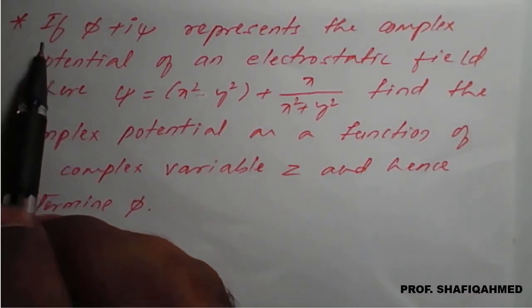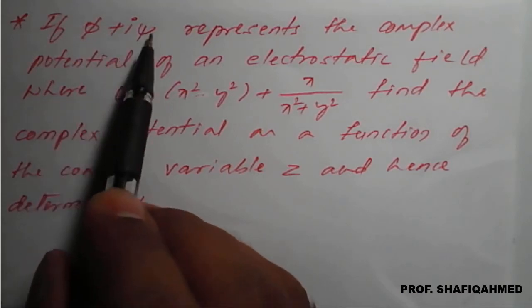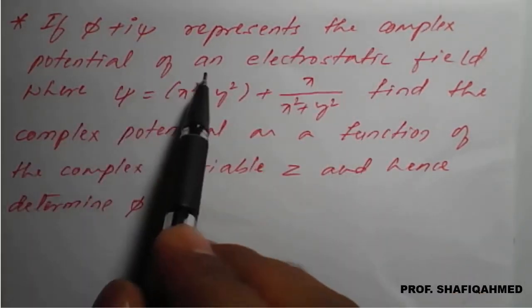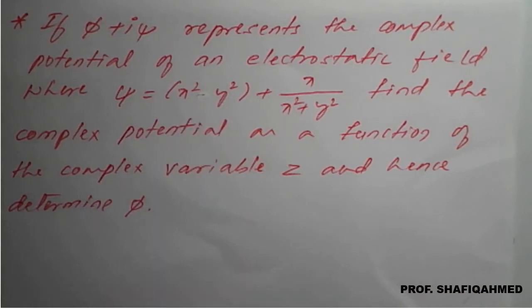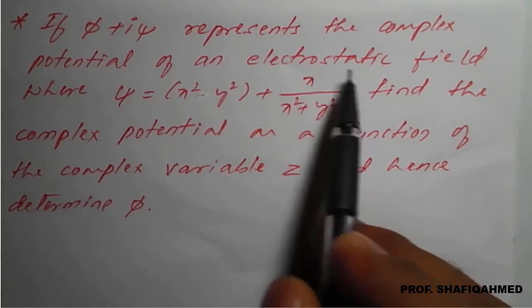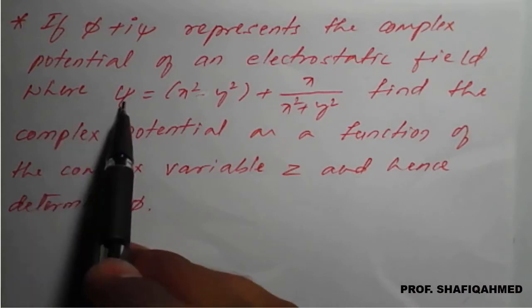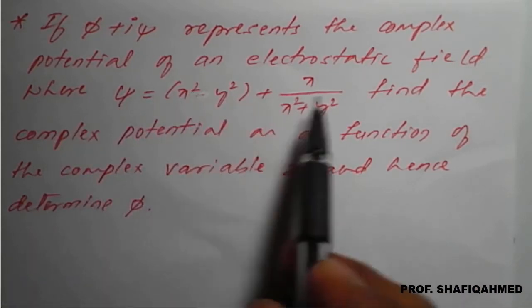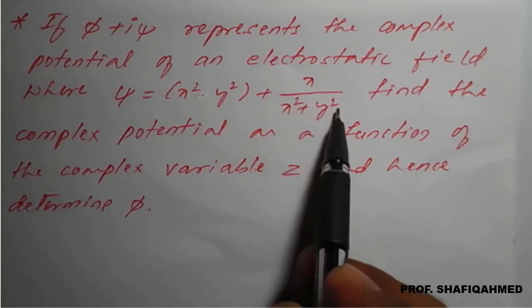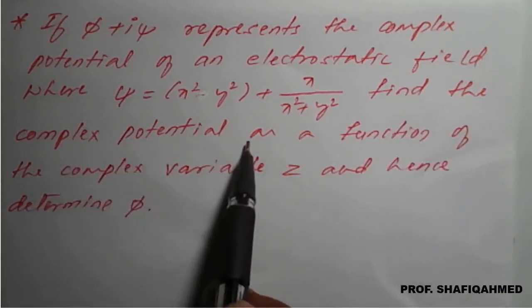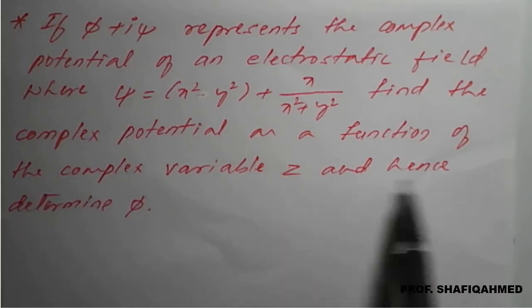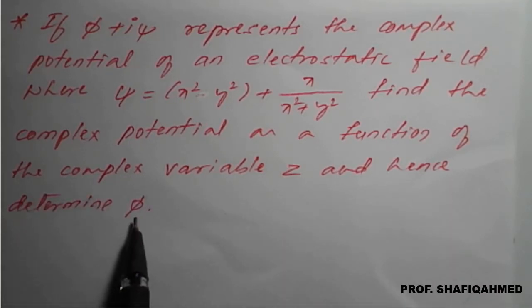The problem is: if phi plus i times psi represents the complex potential of an electrostatic field, where psi is equal to x square minus y square plus x divided by x square plus y square, find the complex potential as a function of the complex variable z and hence determine psi and phi.